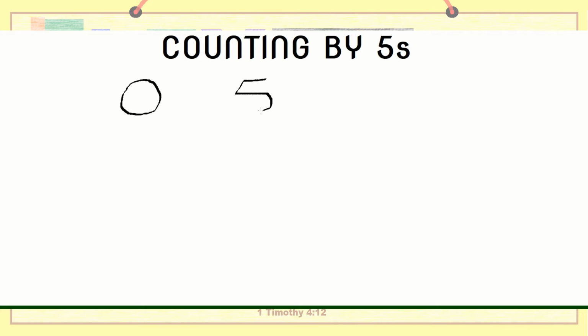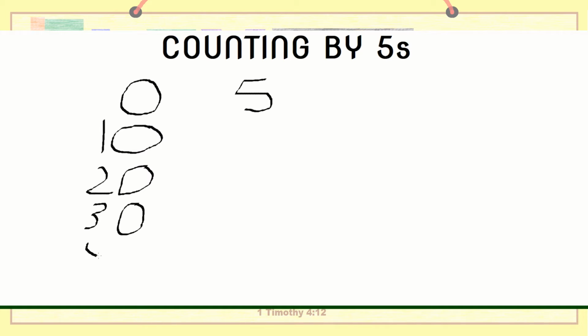a 5. And let's just go ahead and put some numbers over here that end in 0. So 0 and then 10 and then a 2 and a 0. So that's 20. And then a 3 and a 0. That's 30. And then a 4 and a 0. And that's what? 40. And then a 5 and a 0. And that is 50. So these are all numbers that end in 0.